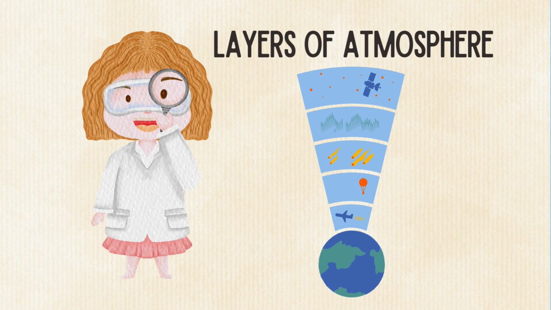The atmosphere is comprised of five main layers based on temperature. These layers are the troposphere, stratosphere, mesosphere, and thermosphere. A further region at about 800 kilometers above the Earth's surface is called the exosphere.